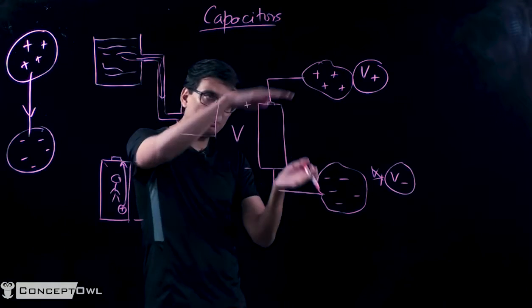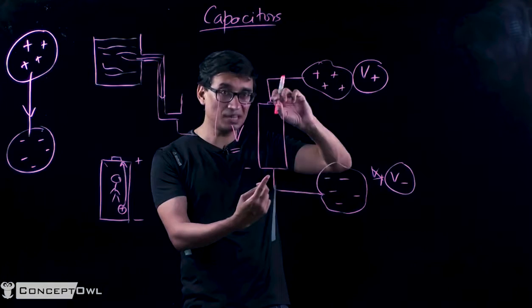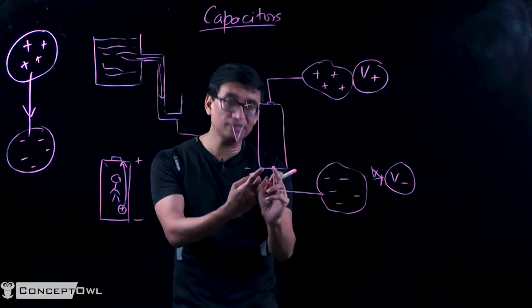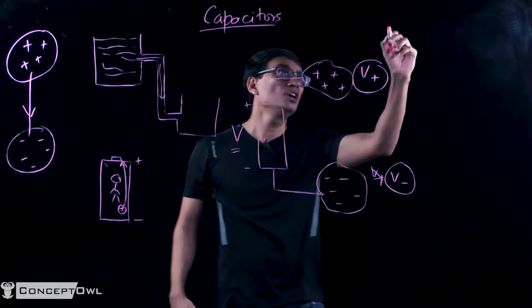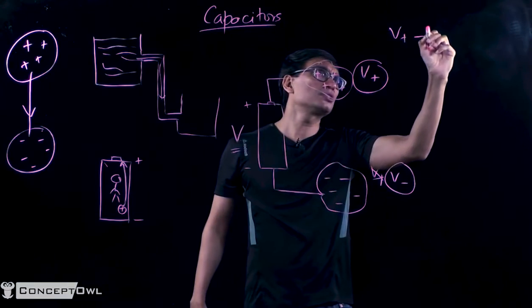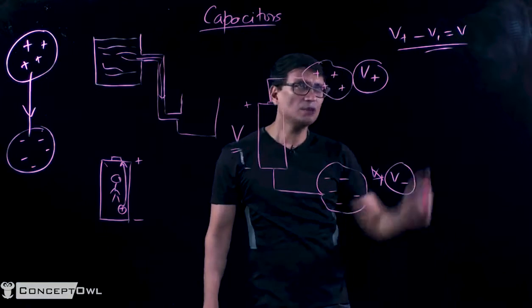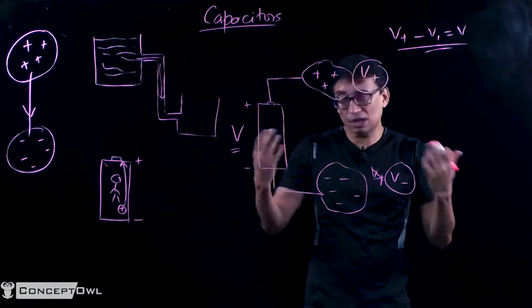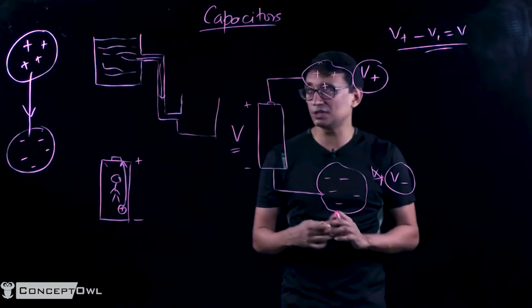And what will be the potential difference? V. This has the same potential as the positive terminal and this has the same potential as the negative terminal. So this difference is V, so this difference also has to be V, which means V plus minus V minus is equal to V.